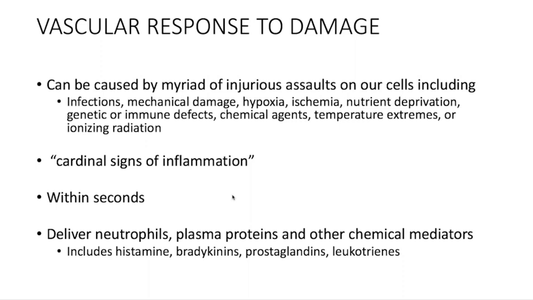We have a vascular response to damage, and regardless of what that insult is, it is going to elicit the same vascular response. This is what gives us those cardinal signs of inflammation that we talked about: rubor, dolor, tumor. What happens is it is going to create this arteriolar dilation and increase vascular permeability, and we're going to deliver neutrophils, plasma proteins, and other mediators into the site so that we can battle this foreign invader.